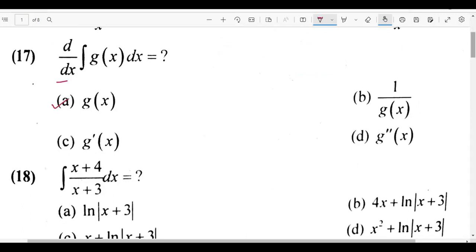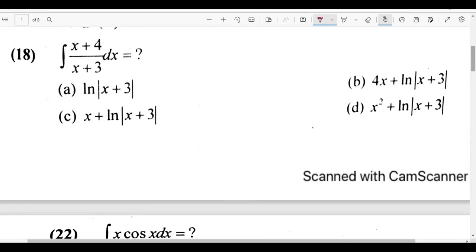Okay. Now the 18th question is very, very interesting. It says x plus 4 divided by x plus 3. Now, if you think about all the methods, you can see it's not a product of two functions, so you cannot use the integration by parts rule. You can see that you cannot find the derivative of the denominator in the numerator.